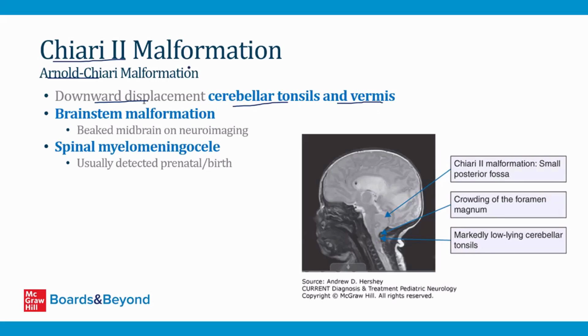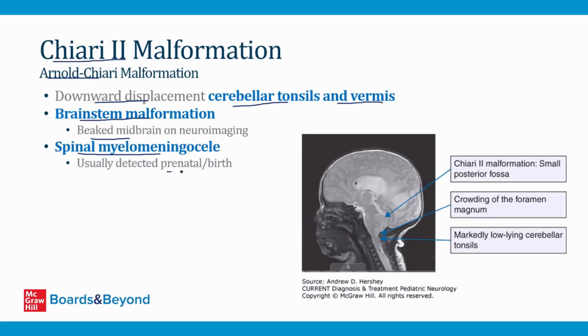Besides displacement of the cerebellar tonsils and vermis, there are two other key clinical features you have to remember about a Chiari-2 malformation. One is that it's associated with brainstem malformation. Classically, the midbrain appears beaked on neuroimaging. And then finally, Chiari-2 malformations almost always go hand in hand with a spinal myelomeningocele. That's the neural tube defect we talked about earlier in this video.